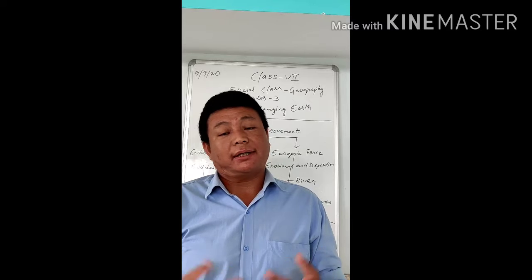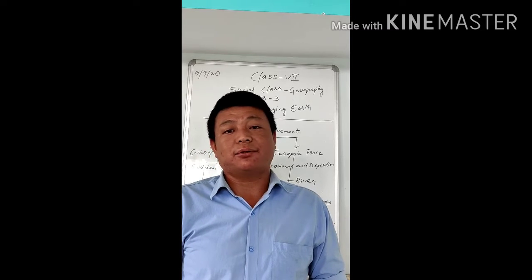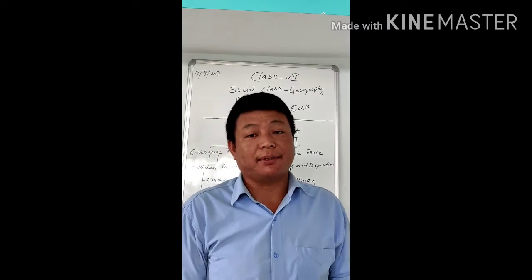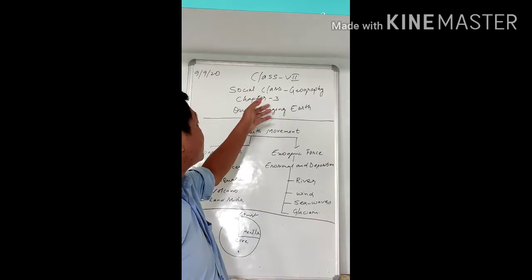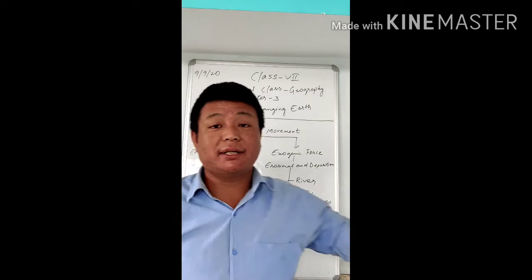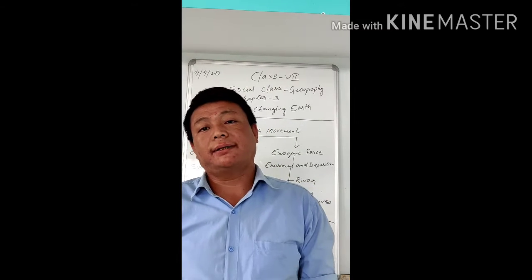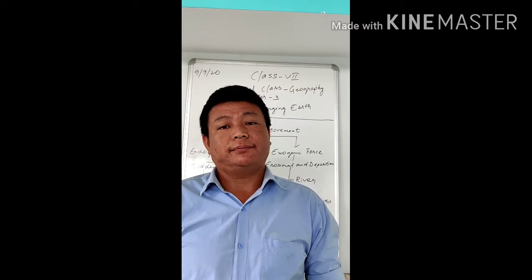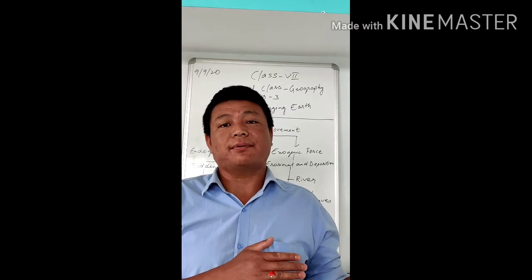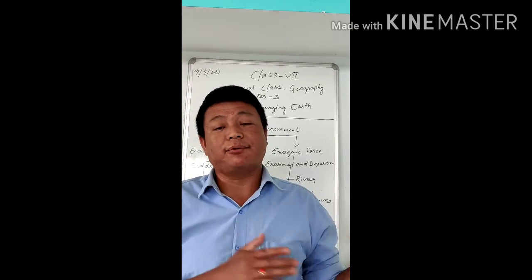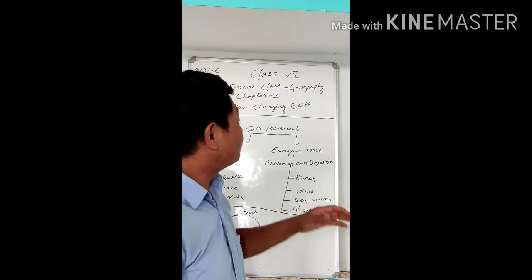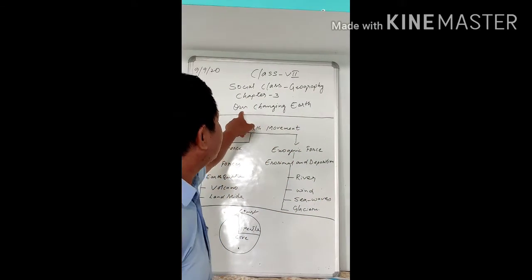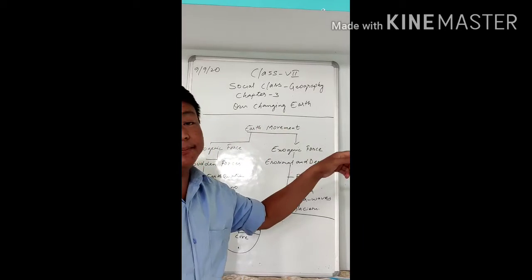Till the last time, the teacher was taking your social. This chapter, that means chapter 3 for the social, is on geography, our changing earth. This chapter I will take. And whatever things were covered in the last chapter, some of them are related here also. So now we'll start the third chapter of geography, and it is our changing earth.